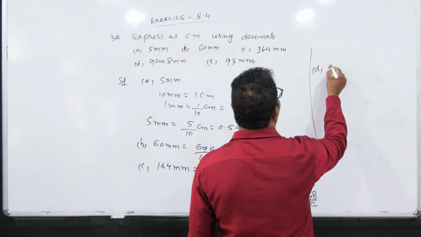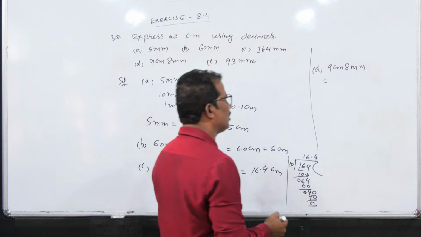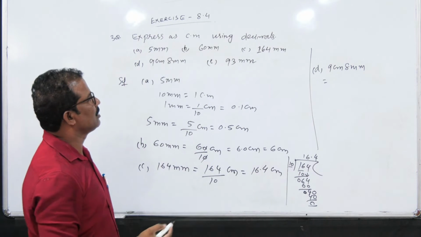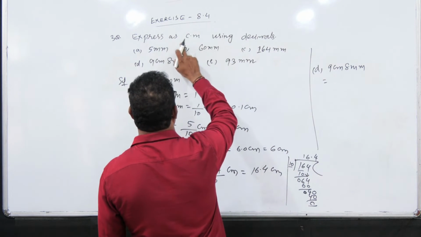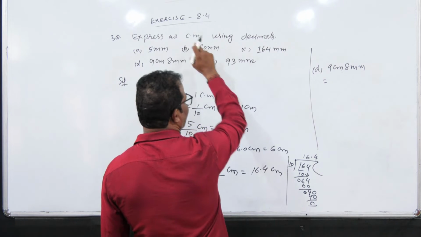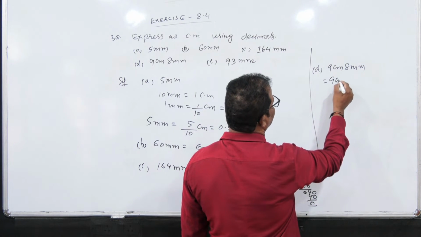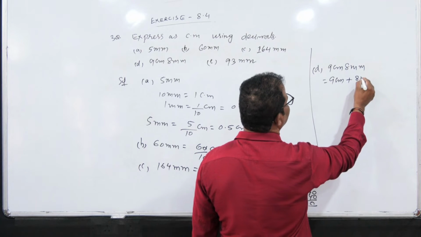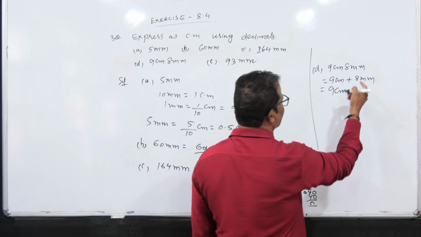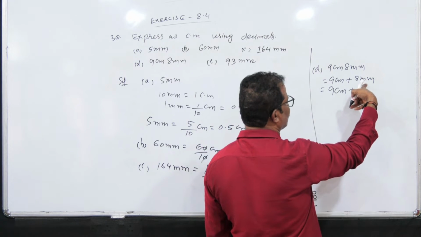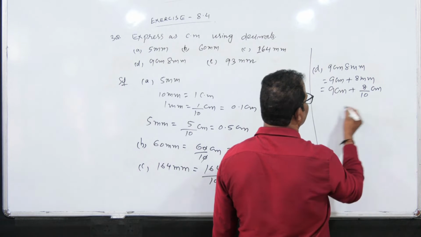So in the next question, that is D question. What is that? 9 centimeter and 8 millimeters. In this question, the units are given in two forms, that is centimeter and millimeters. So we have to express this in centimeters only, but in this question there are already centimeters and also millimeters. We can break this question in this way: 9 centimeter plus 8 millimeters. It is already in centimeter, no need to do anything for this. For this millimeters we have to convert into centimeter. For that we can write 8 by 10.